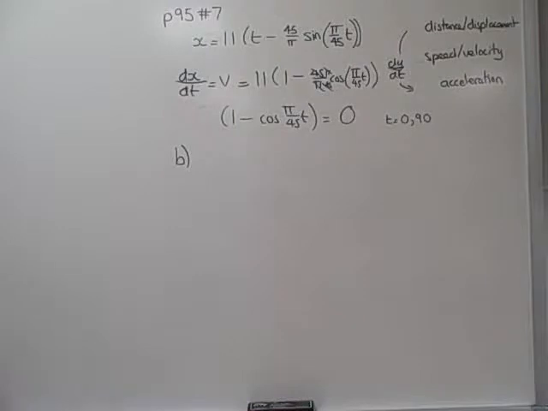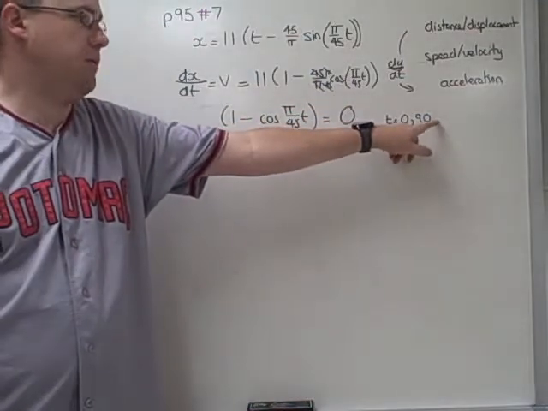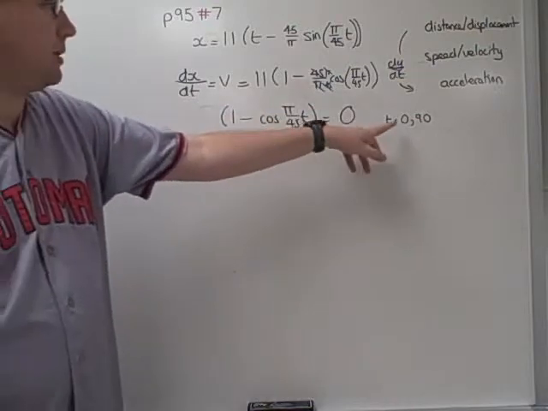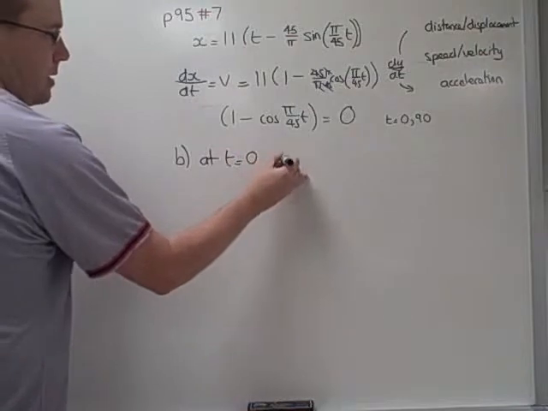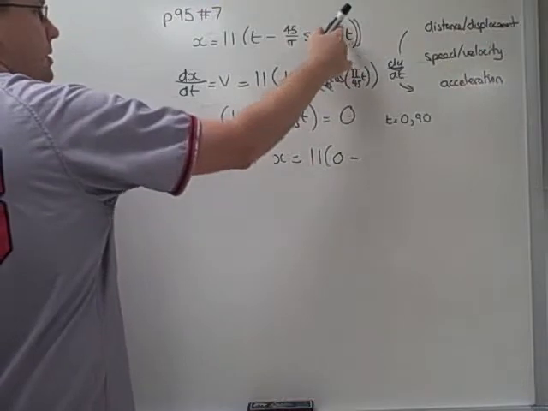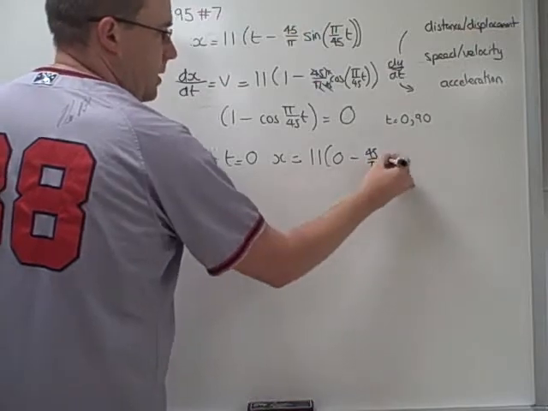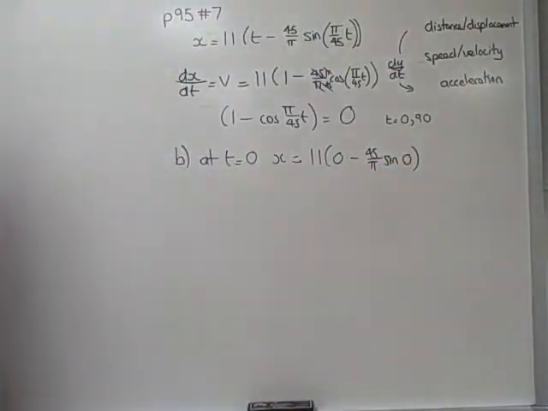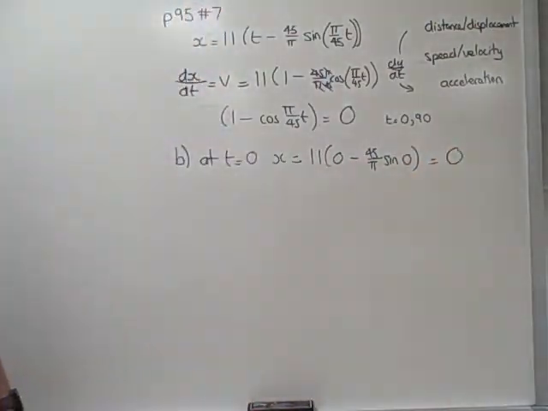Now, part B asks us to find the distance between the trains, and hence the average velocity. So for the distance, we're going to go back to this formula up here. But now we also know the two values of when the train is at those stations, so we can substitute into here. So our time equals 0. X is equal to 11, t is 0 here. 0 times anything is going to be 0. So I've got minus 45 over pi, sine of 0. And all this turns out to be 0, not surprisingly, because we haven't travelled anywhere yet. So at t equals 0, the distance is also 0.